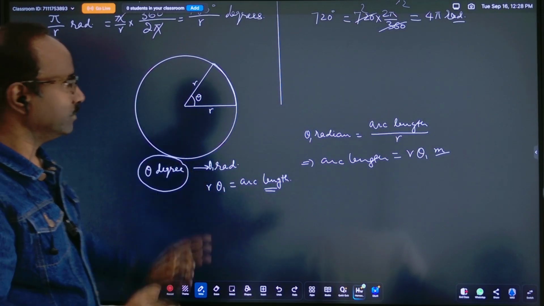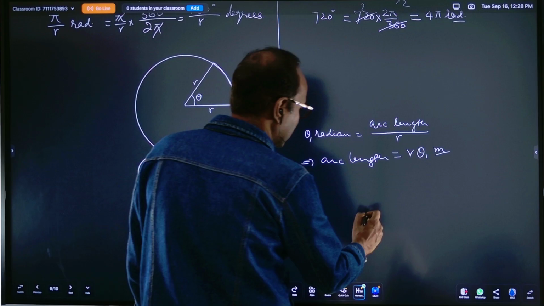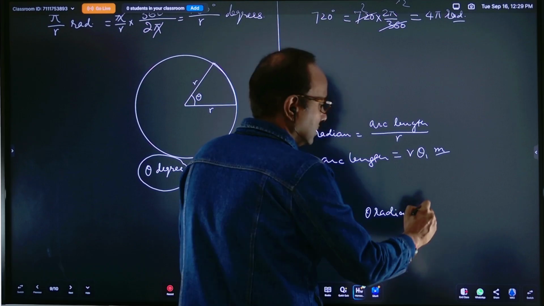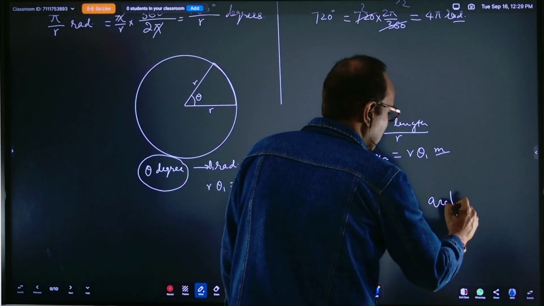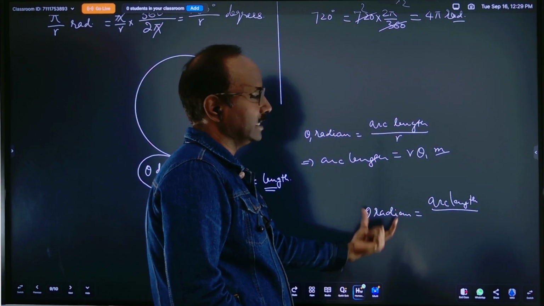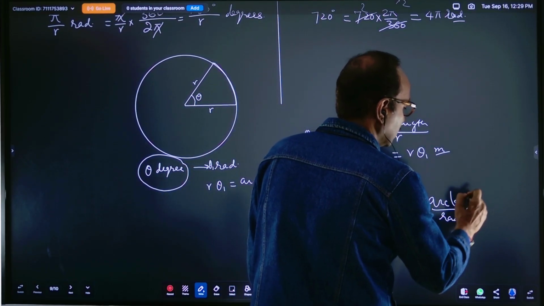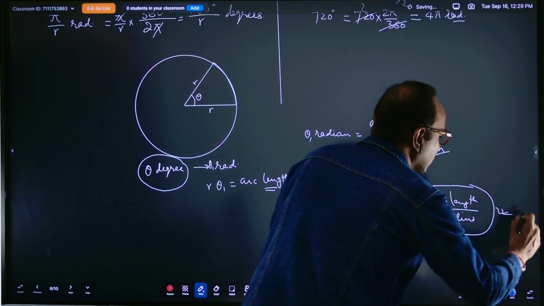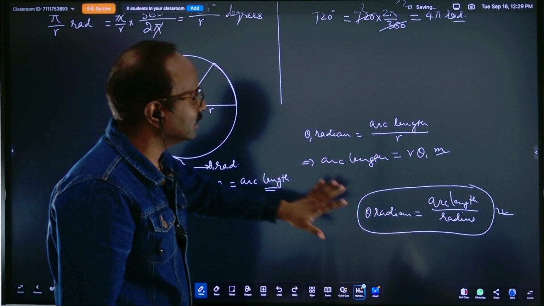The most important thing to know: radian is an angle. It is defined as the arc length under this angle divided by the radius of that circle for which the arc length is being discussed. So this is the crux. If you know this, you know each and everything. The other part is just an elaboration.